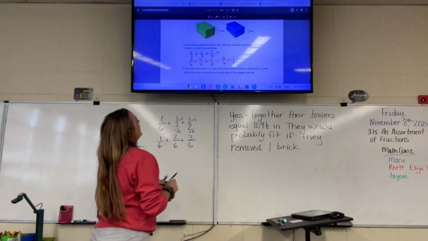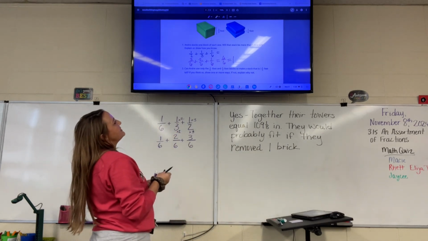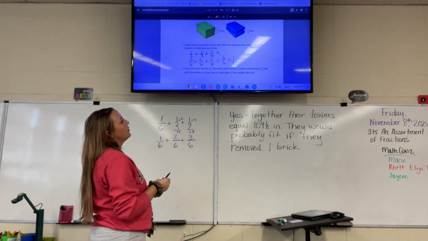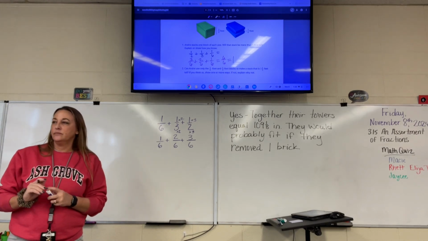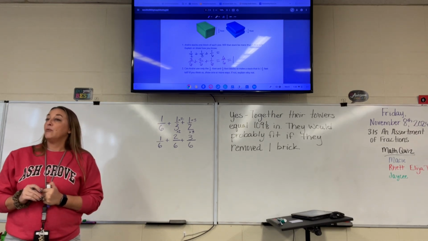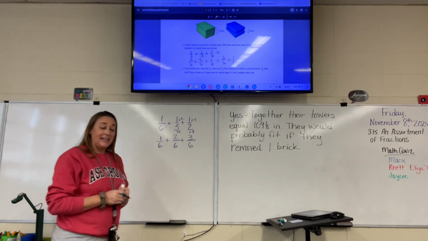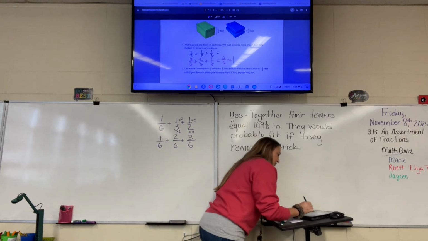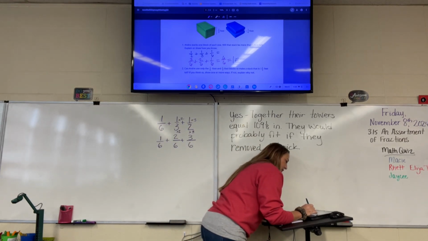So the question was, will that stack be more than 1 foot tall? Jackson? No, it will be exactly 1 foot tall. So the answer we're going to put is no. It is exactly 1 foot tall.